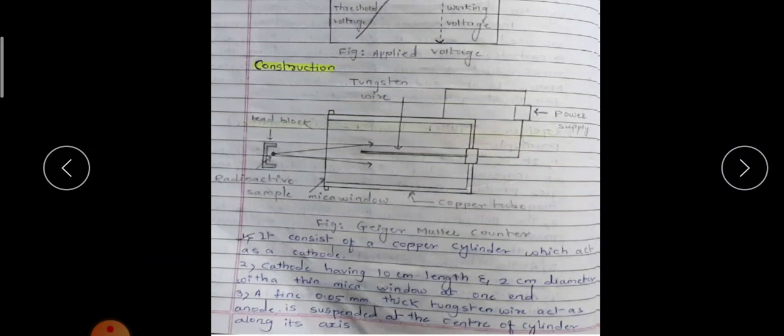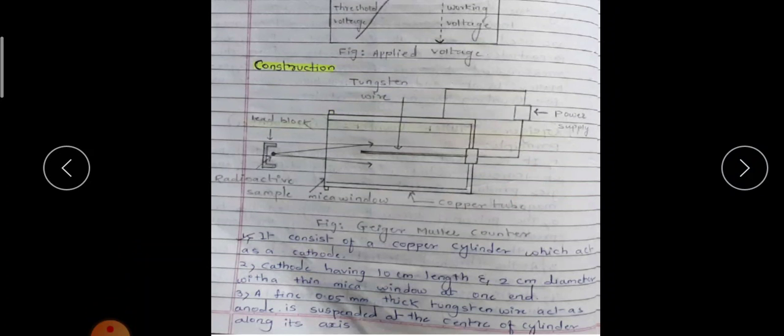That can be whatever the radiations will be emitted by this particular radioactive element will be absorbed by this particular lead wall. You can see here the mica window is there. This is the copper tube. Here in between this tungsten wire is there, and here power supply is there. Very simple construction is there for this GM counter.